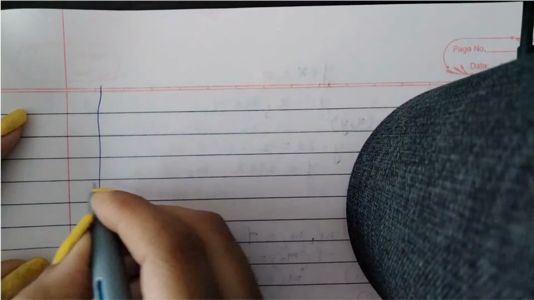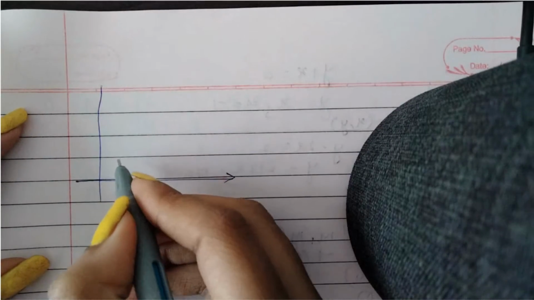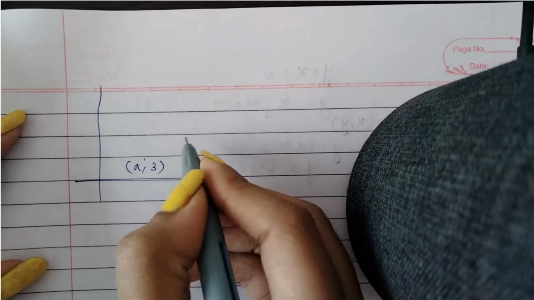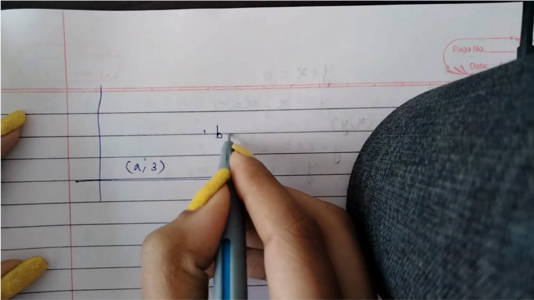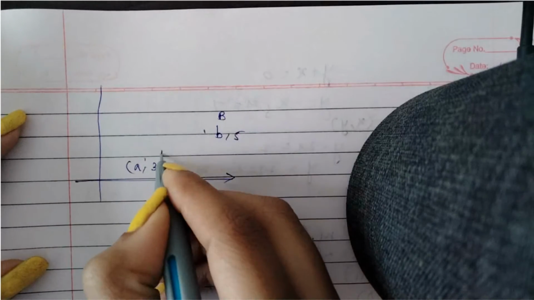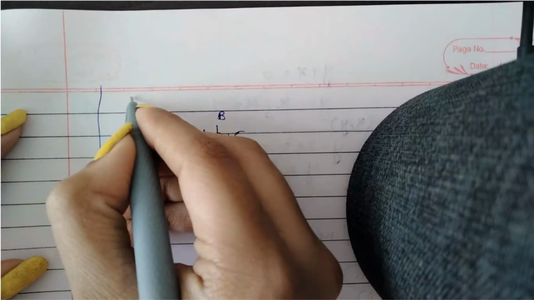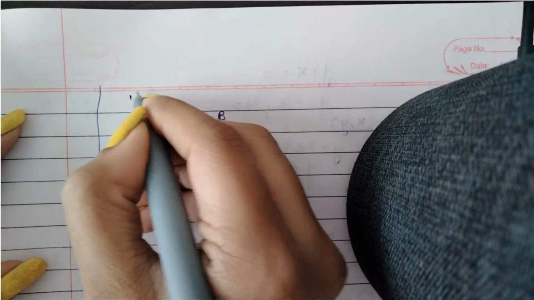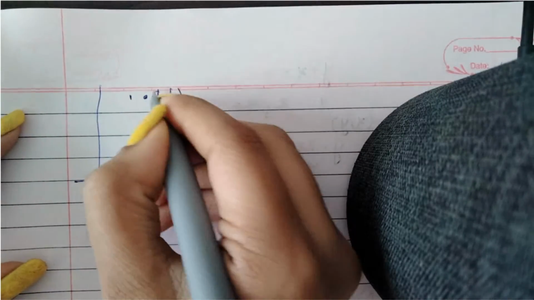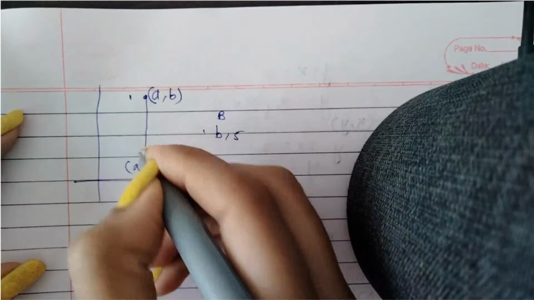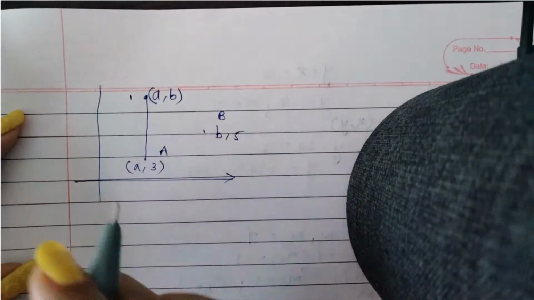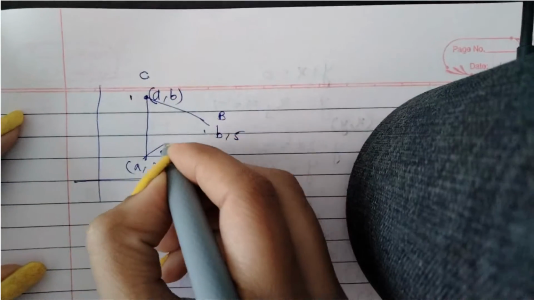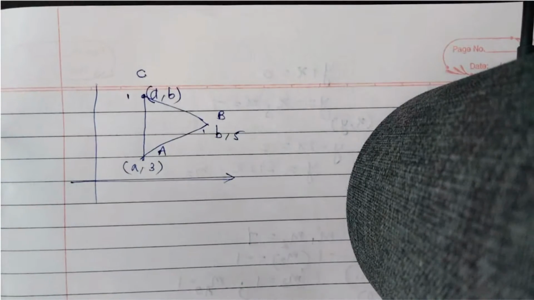So let us make a rough diagram for the question. So we will mark the coordinates that are given to us. A is (a, 3) and B is (b, 5). This is B, this is A, and C is also (a, b). So their x coordinate is the same. Let us take it in the same line, (a, b), because the x coordinates of A and C are the same, so this line is parallel to the y-axis. AC is parallel to the y-axis, and this is the triangle that forms, right?